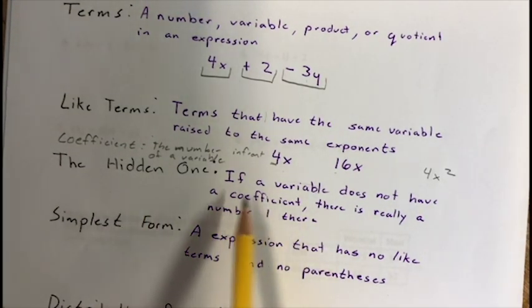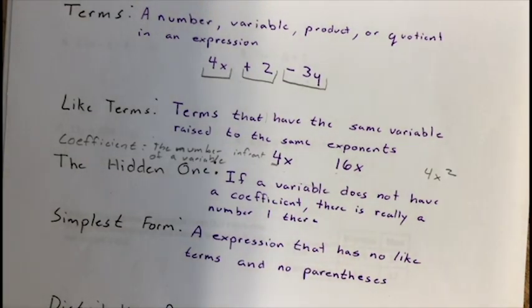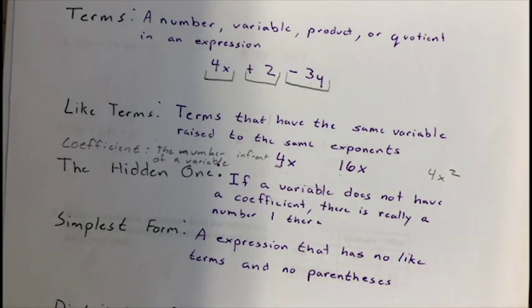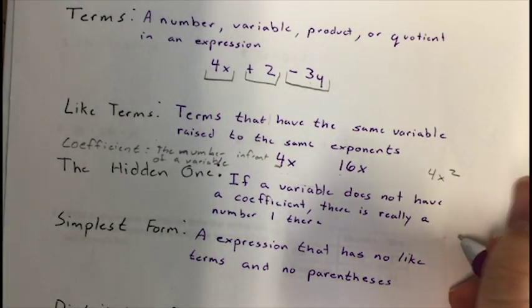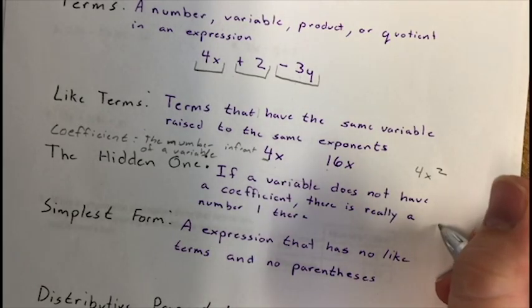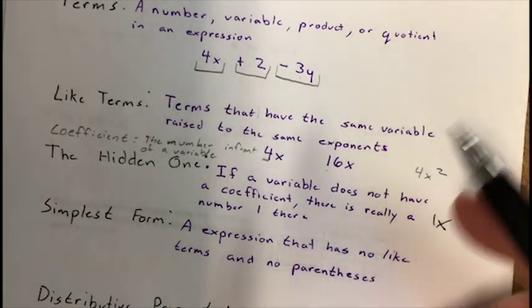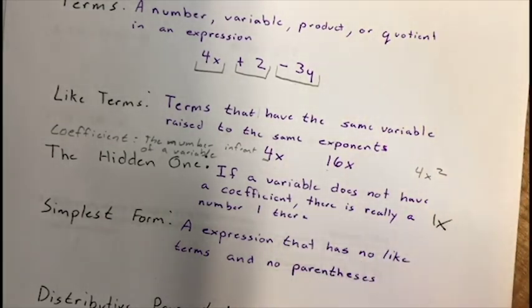But what it is this: if you see a variable that does not have a coefficient, there's really a number 1 in front of it. For instance, if I gave you the number x, technically there's a 1 in front of that x. It's just a simple rule. It is a hidden 1. Even though there was nothing there to begin with, the coefficient is technically 1.